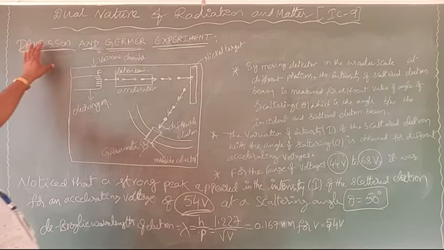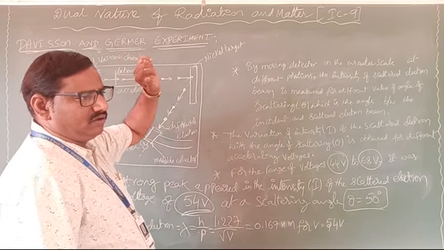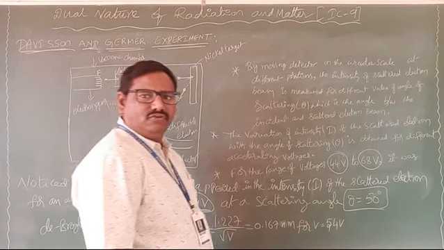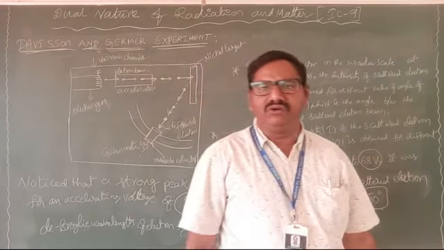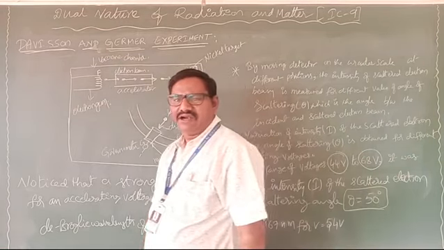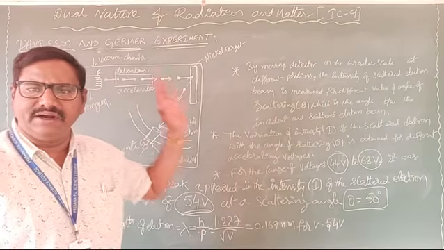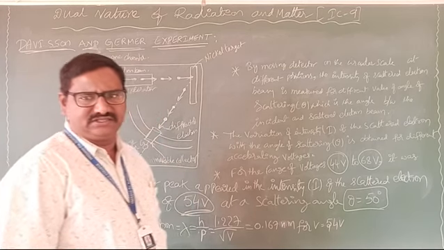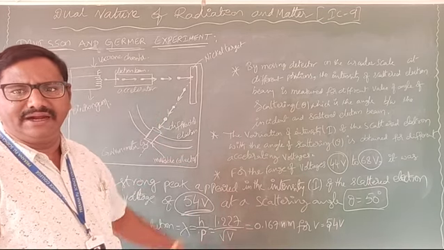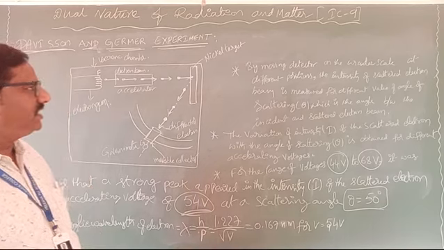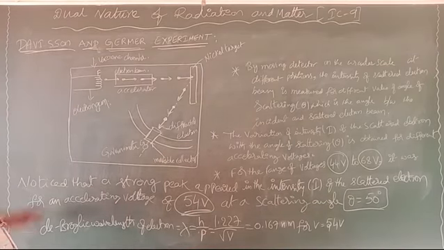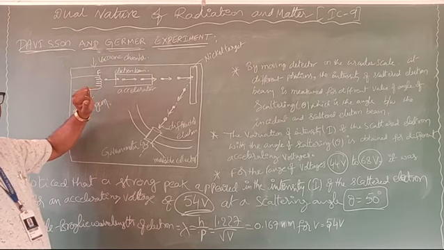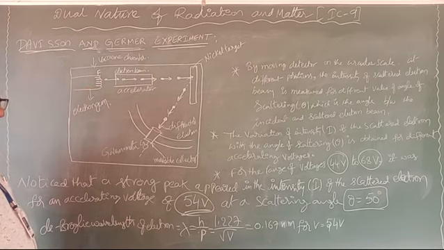Okay, the Davisson and Germer experiment. The conclusions that de Broglie gave to us, they proved experimentally. That is, the wave nature of particles they proved experimentally. Who? Davisson and Germer. These two scientists experimentally demonstrated the wave nature of particles.